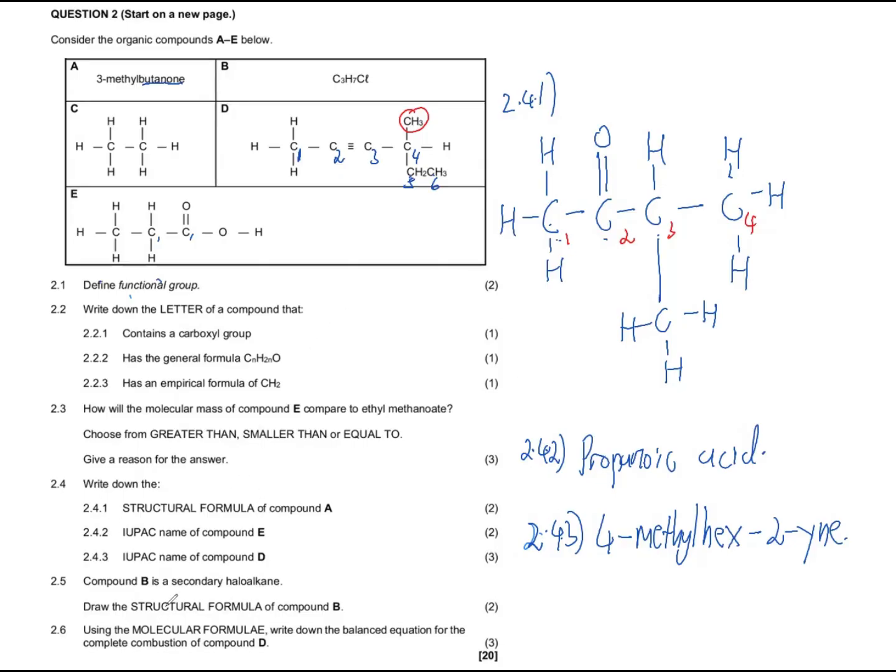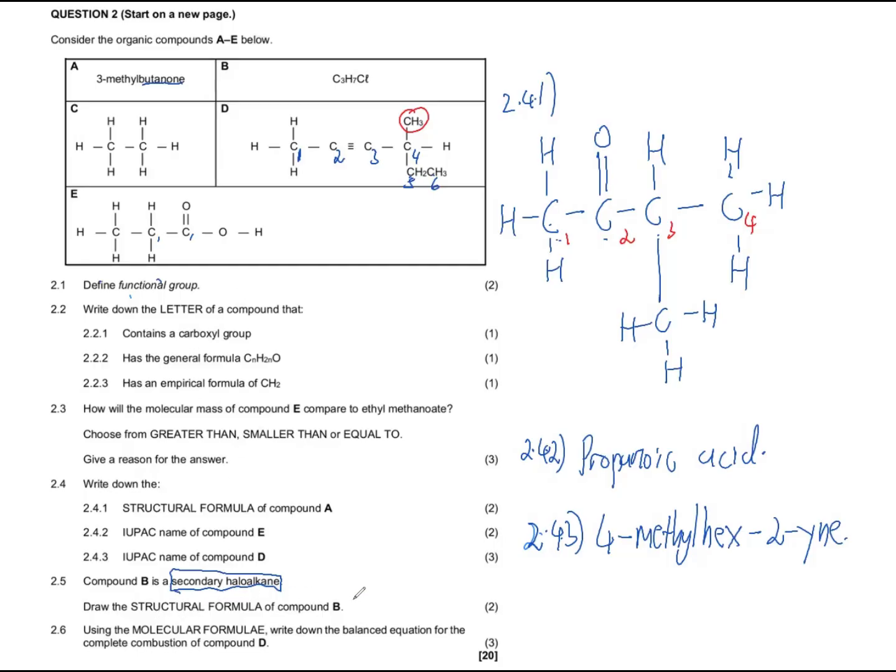And then, okay, compound B is a secondary haloalkane. Now we understand what they mean by secondary. It means that the halogen there is in between two carbon atoms, right? So the carbon with the halogen, let's put it this way, is attached to two other carbon atoms.